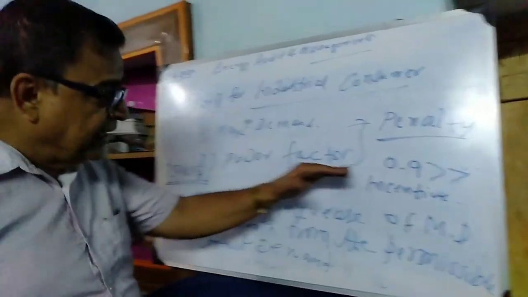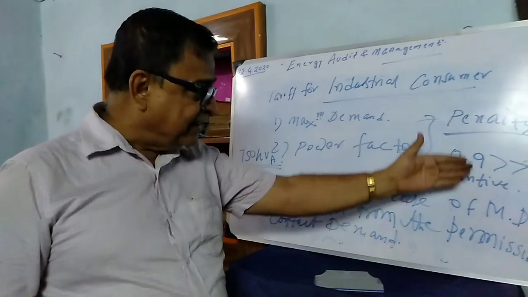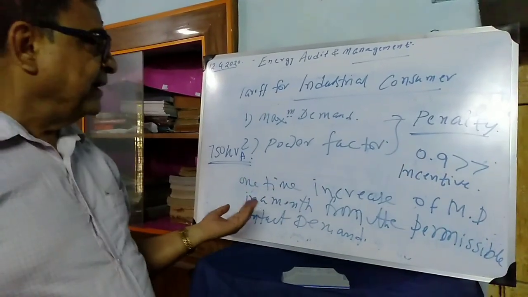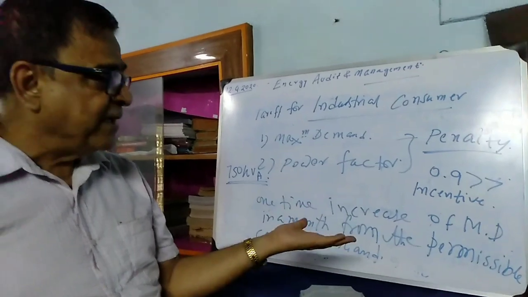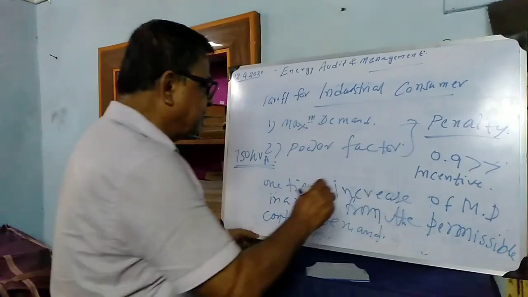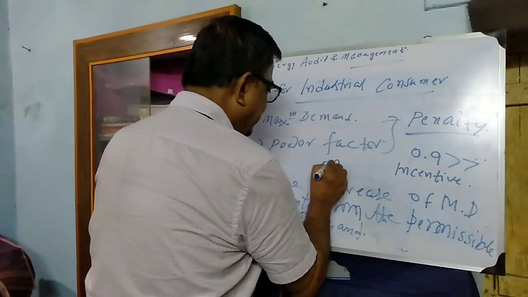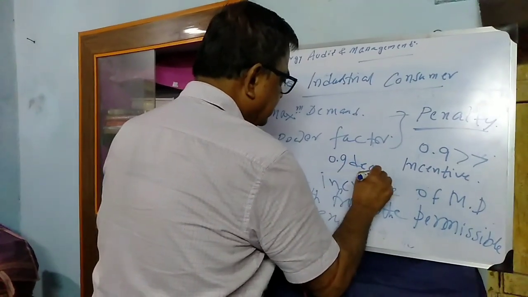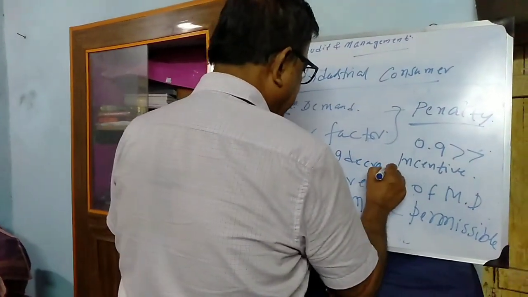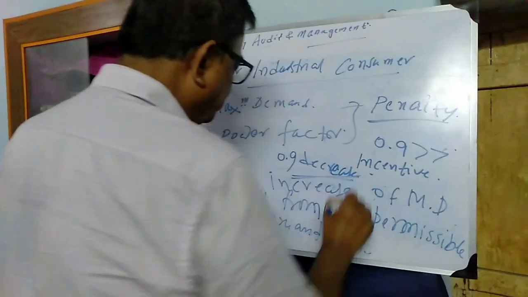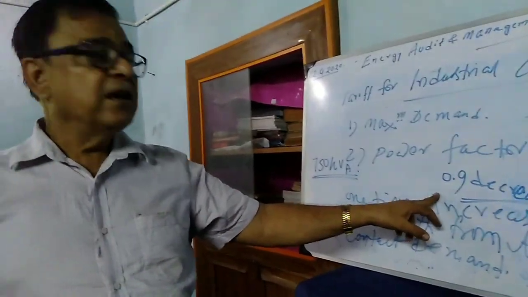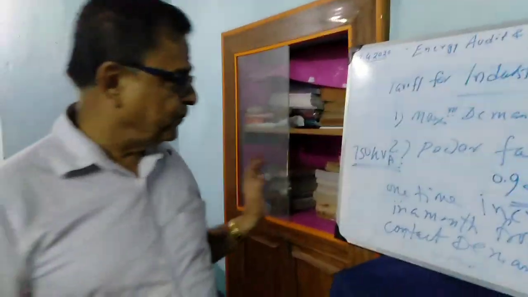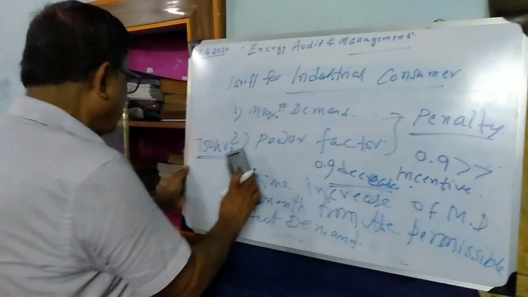But if the power factor is less than 0.9, it is fixed. Somewhere it is 0.9, or somewhere it is 0.85. If it decreases from 0.9, then a penalty will be there. You have to pay a penalty for the lower power factor. Now how do we improve these two? How do we save these two from the tariff bill?